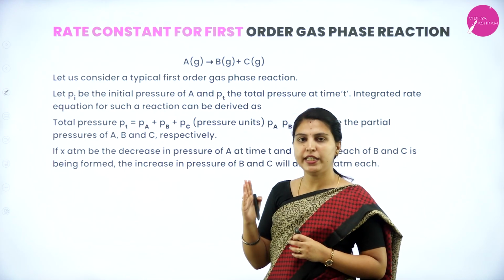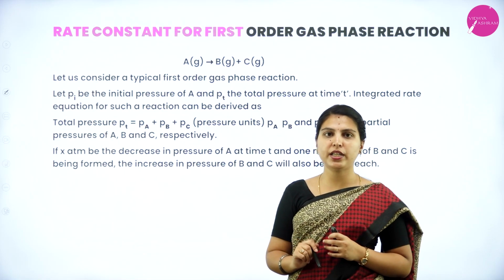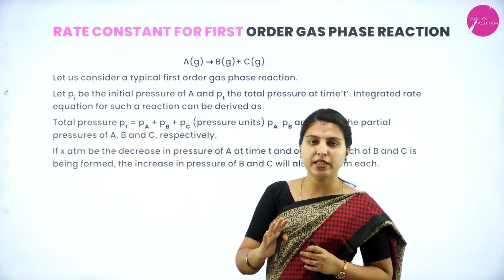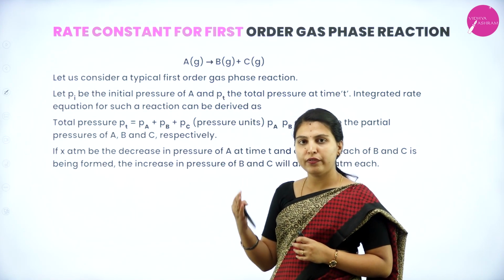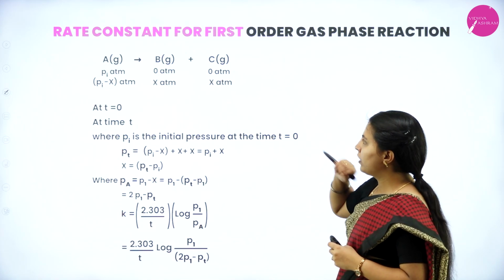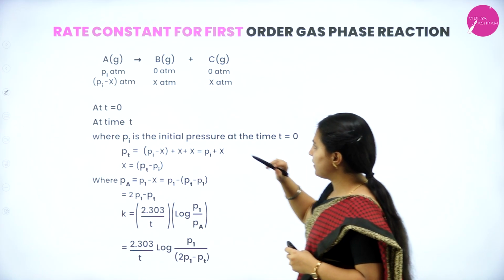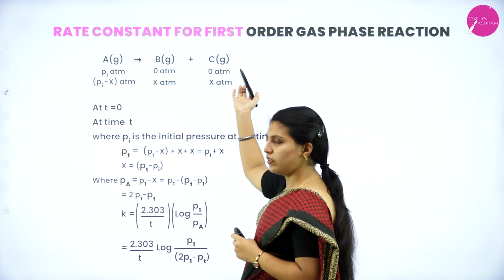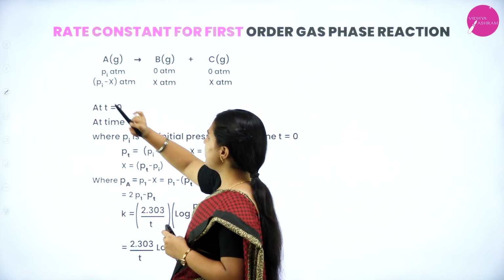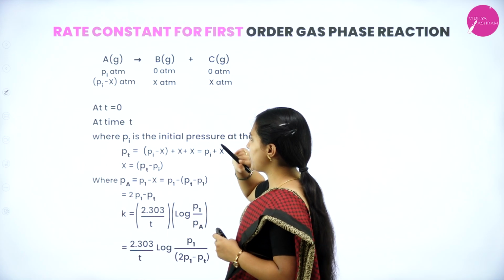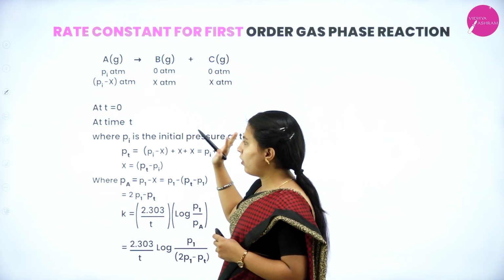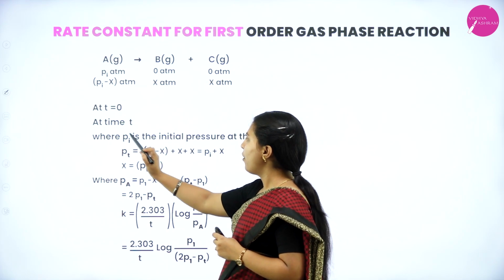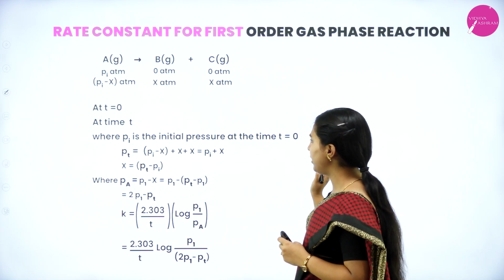Let Pi be the initial pressure and Pt be the total pressure at a given time. Pa, Pb, Pc are the respective pressures of A, B and C. For the given reaction, we consider the initial pressure Pi for A, and the pressures of B and C are 0. At time t, A has Pi minus X, because X atmospheric pressure is given. At time equal to 0, all are the given conditions.